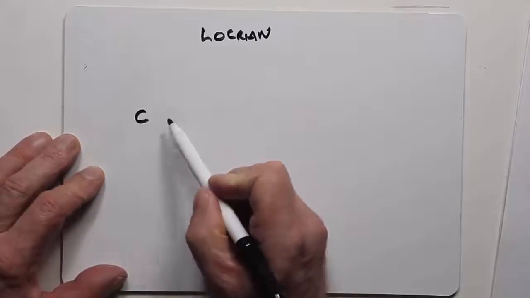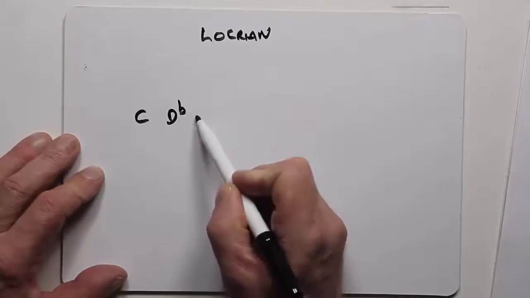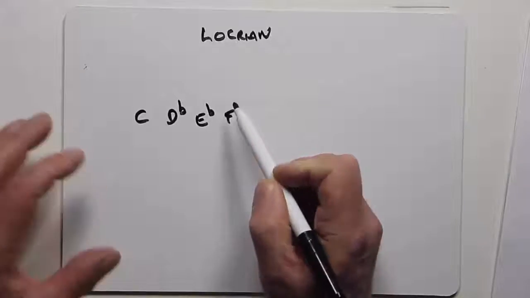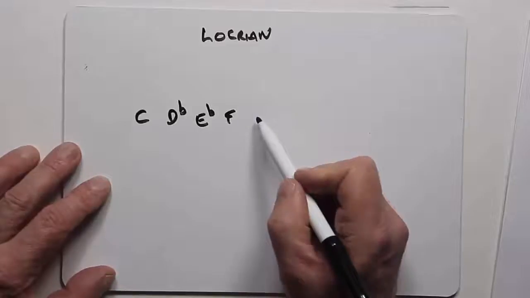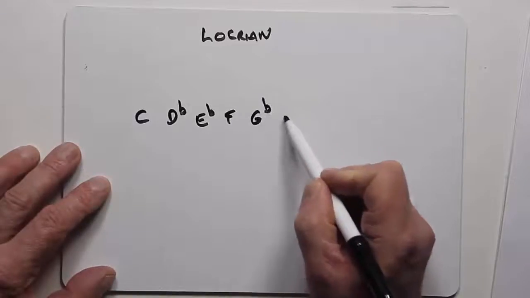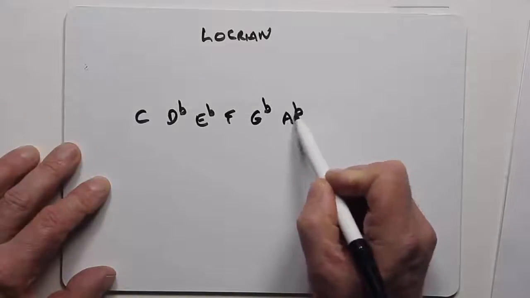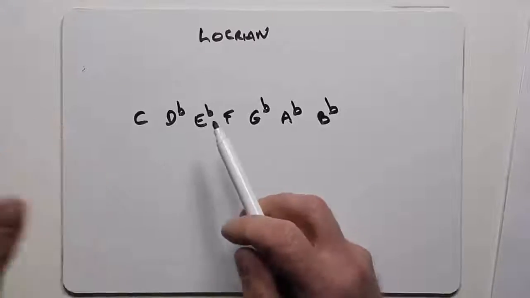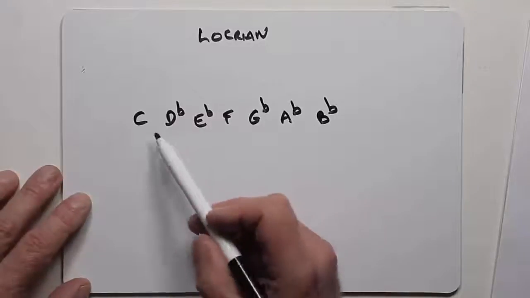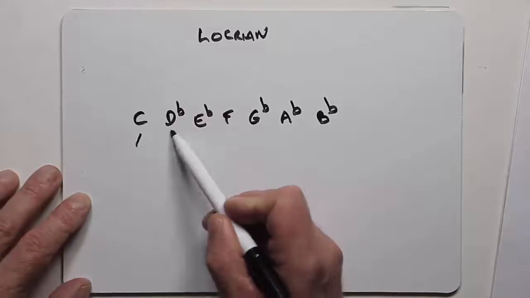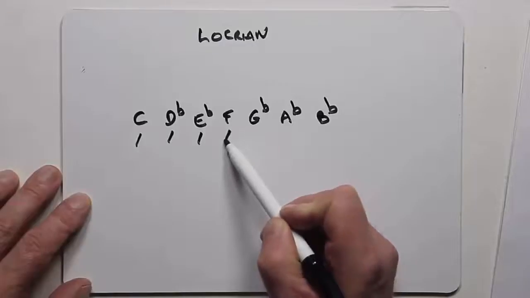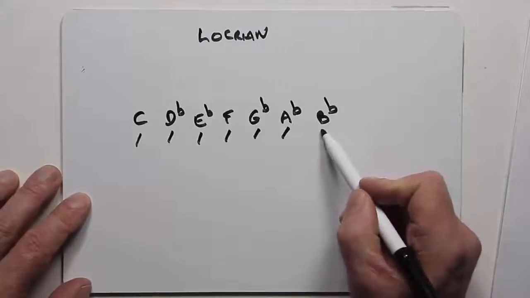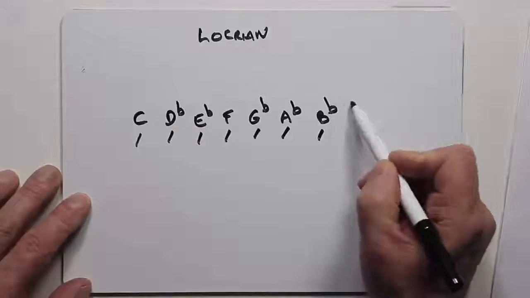So that's C, D flat, E flat, F, G flat, A flat, B flat. And it's the same thing. You can see that we've got tonic, supertonic, mediant, subdominant, dominant, submediant, and subtonic, because it's a full tone again.